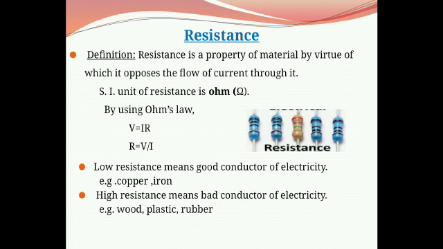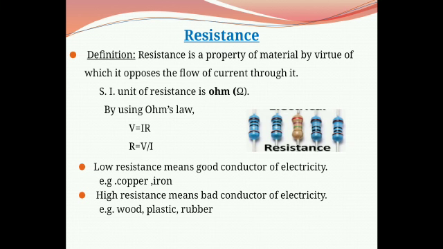In the last video, we learned about resistance. Resistance is a property of a material by virtue of which it opposes the flow of electric current through it. That means resistance is inversely proportional to the current. If there is low resistance, then there is a large amount of current flowing through the circuit and vice versa. And by using Ohm's law, the formula for resistance is R equals V upon I, and the SI unit of resistance is ohm.